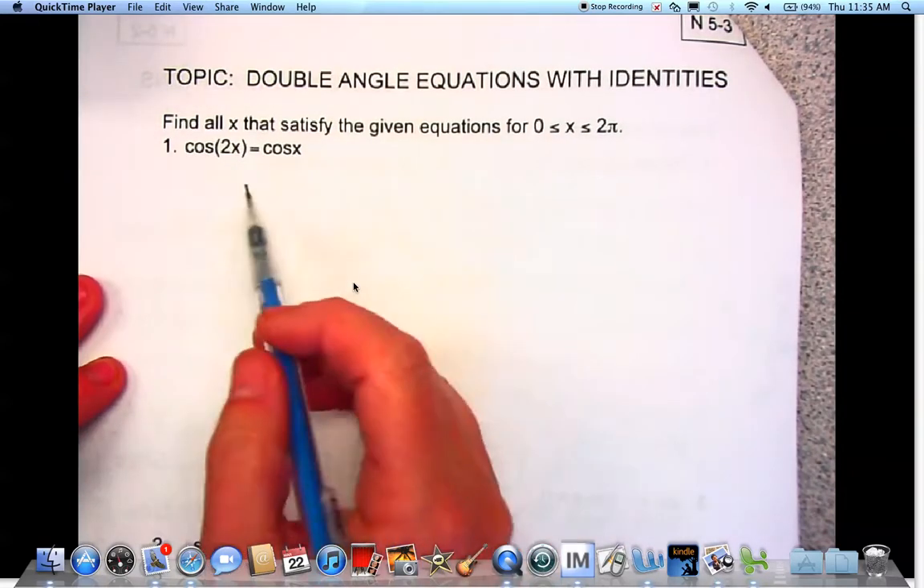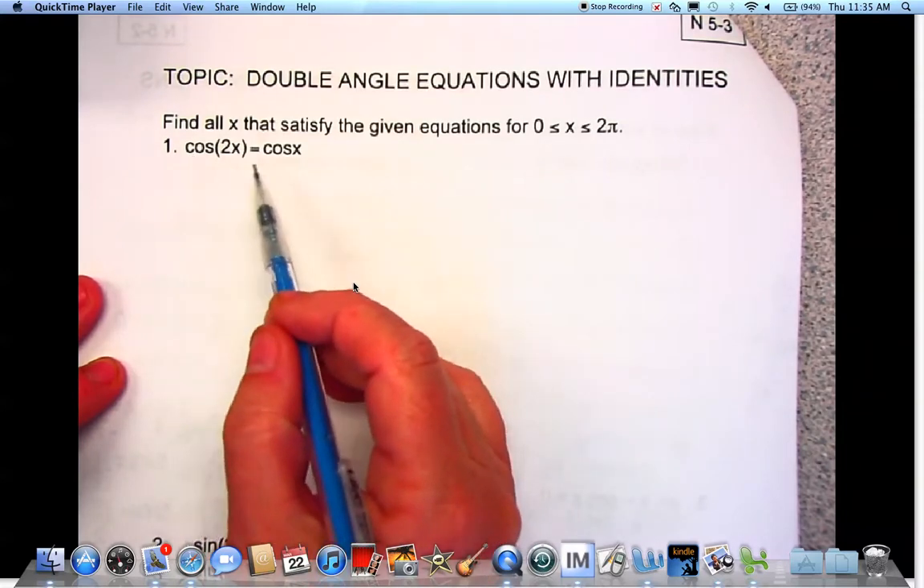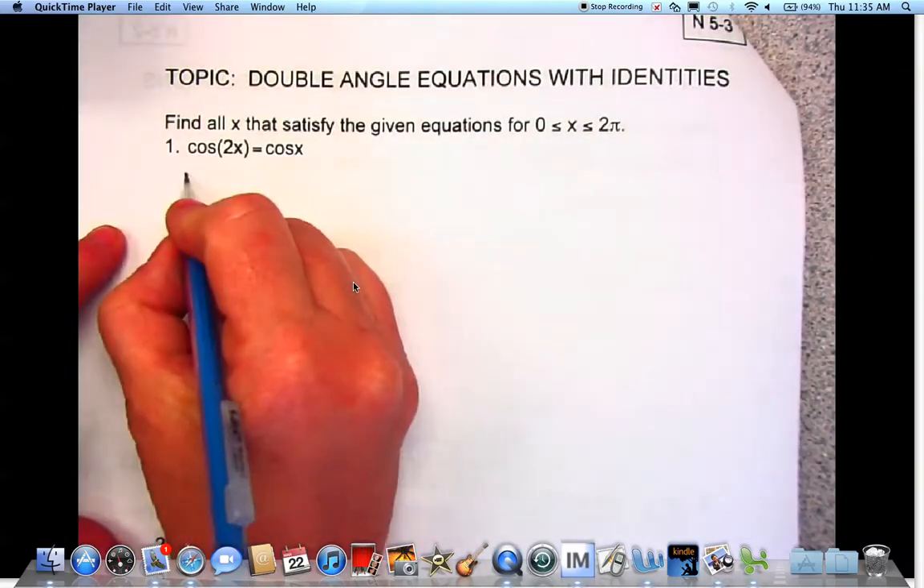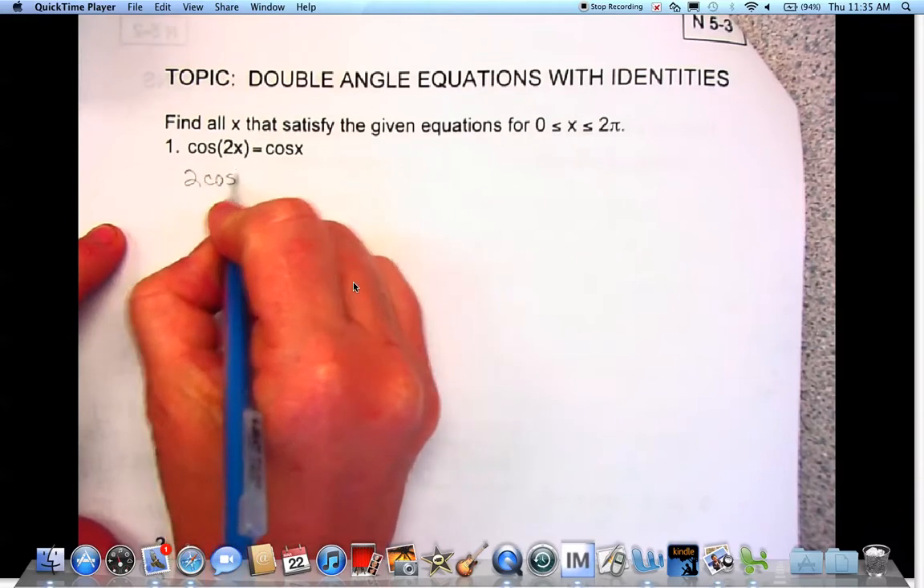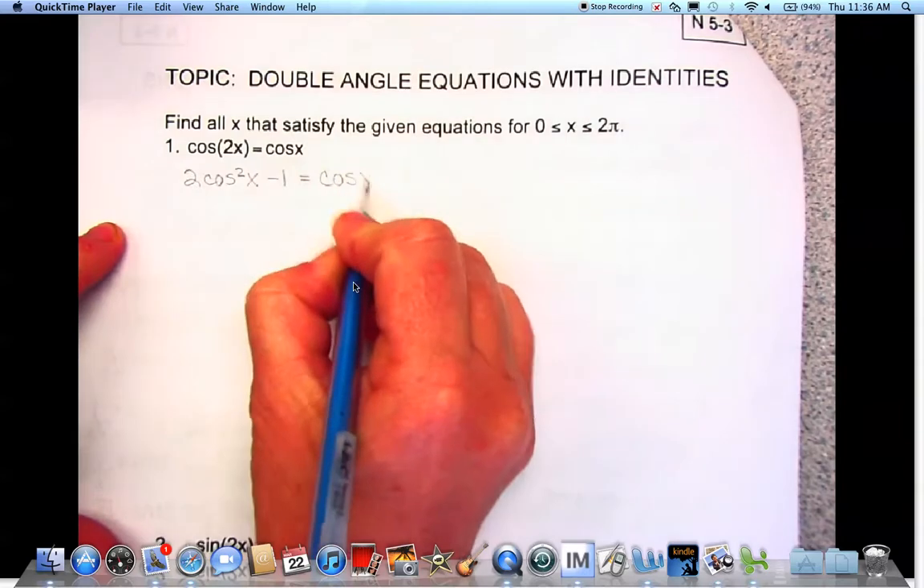Okay, so here we have cosine of 2x equals cosine of x. So we've got to choose one of these three. 2 cosine squared a minus 1. Why this one? Because it's only got a cosine in it, so everything will be cosine if we choose this one. So we're going to replace cosine of 2x with 2 cosine squared x minus 1, minus cosine x.